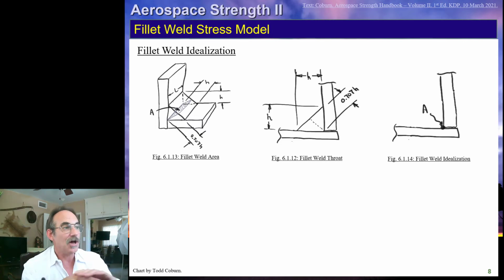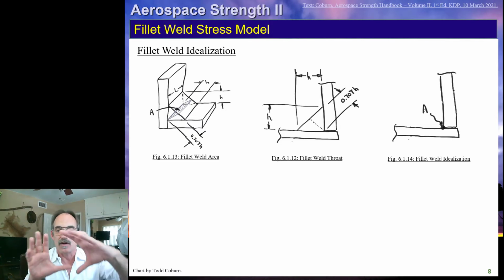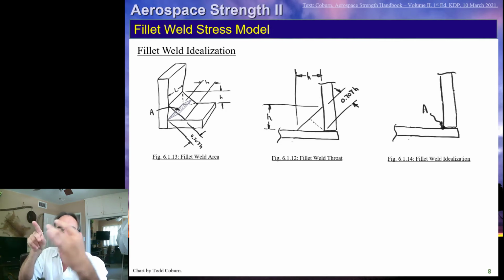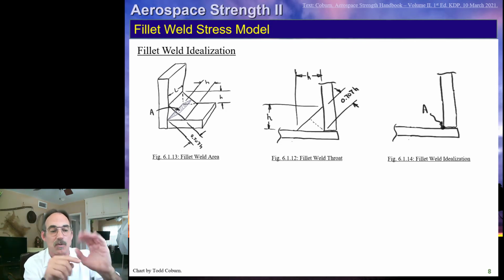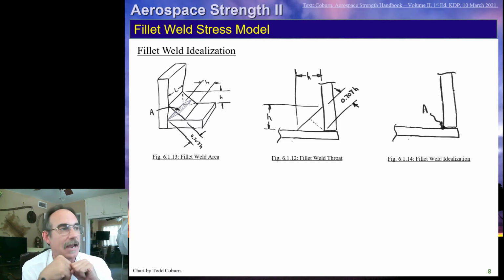Now you'll notice the centroid of that inclined plane is out here somewhere. We're going to ignore all that. We're going to pretend that all that area is collapsed down into a point right at the intersection, right at that little tiny point here at the weld, okay?